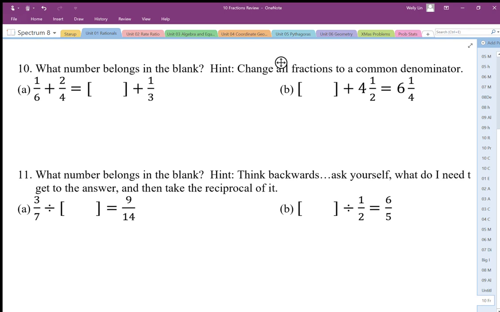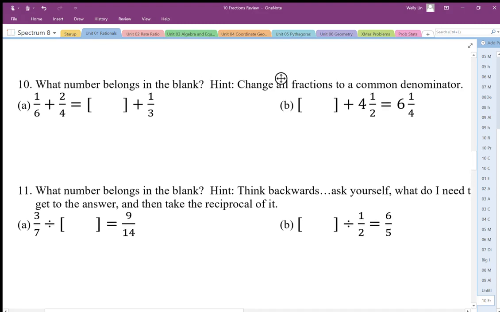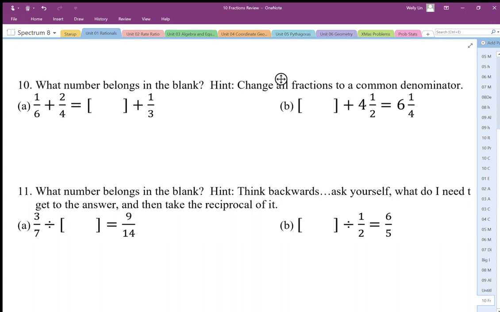So for these ones here, we're trying to figure out what number belongs in the blank. Okay, so we can take a look at this and say, well, it would help to have a common denominator, number one. But I'm also going to do something here. I need to know this unknown piece. Really what I need to do is get rid of this plus. So if I want to undo a plus, I can undo pluses with minuses. So that's what I think I'm going to do.